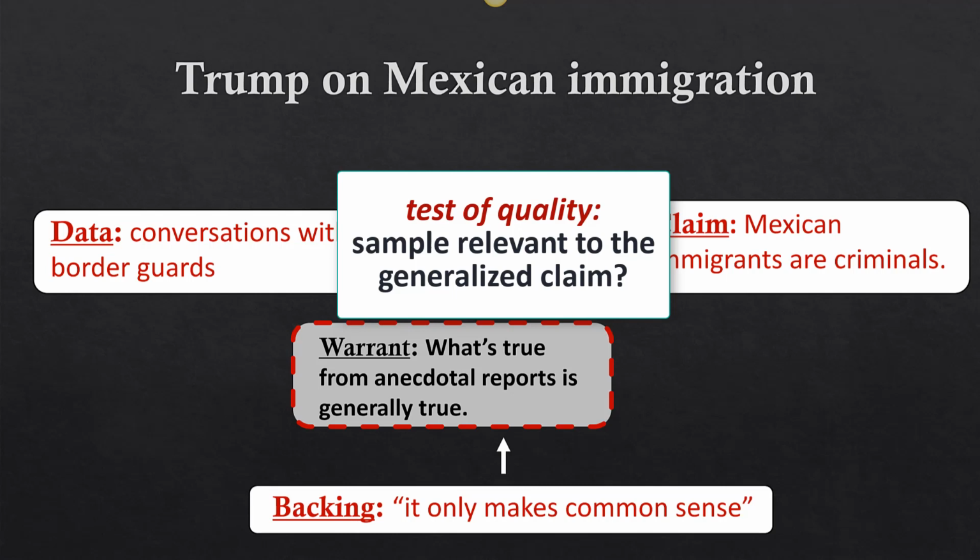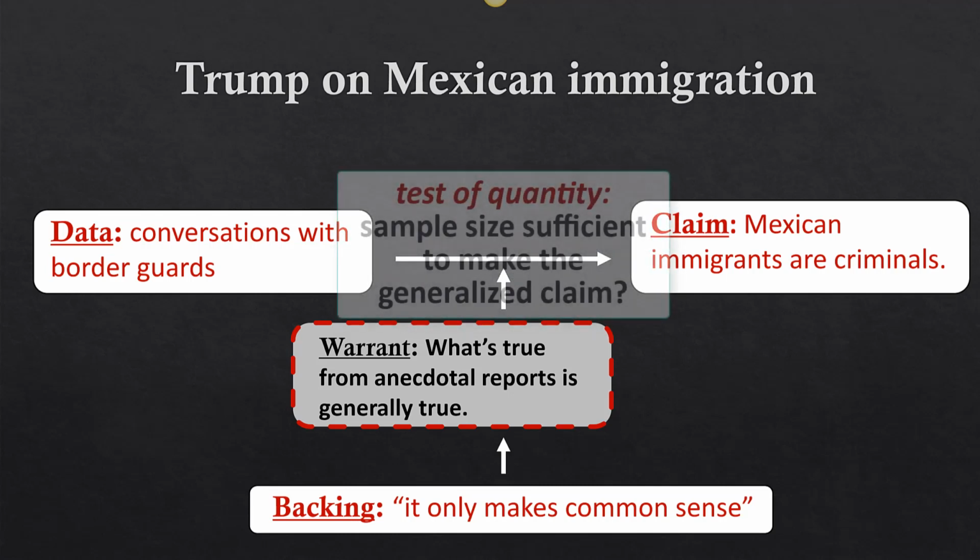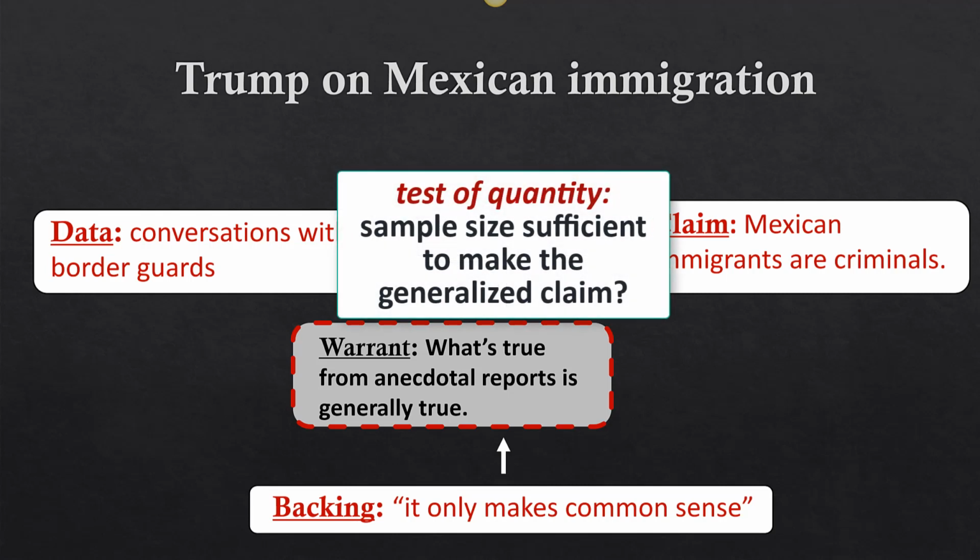It may be accurate, it may be completely unfair. Similarly, the test of quantity. Are the sampled observations sufficient in number to support the general claim? And the short answer is, we just don't know.